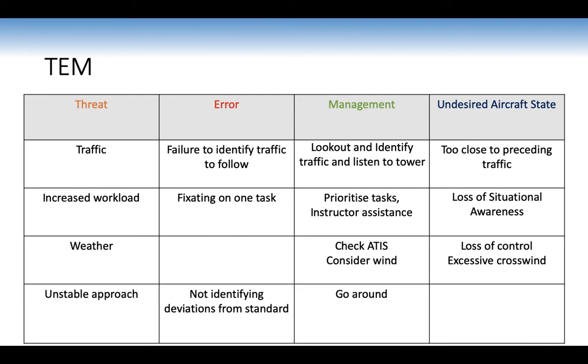Threat of weather, we looked at this. Check ATIS and consider wind. The undesired aircraft state is a loss of control or excessive crosswind. The error would be not checking your TAF, not checking the ATIS as well. Unsafe approach: not identifying deviation from standard, go around. Undesired aircraft state could be a hard landing or damage to the landing gear.